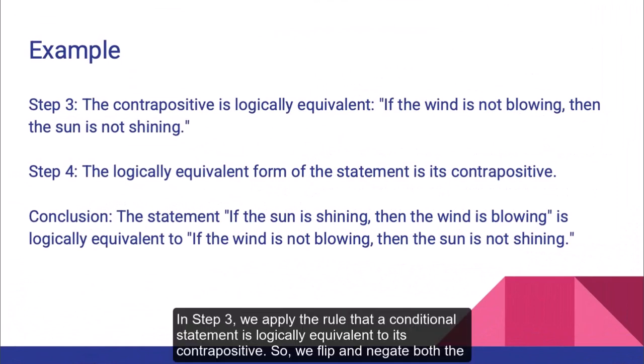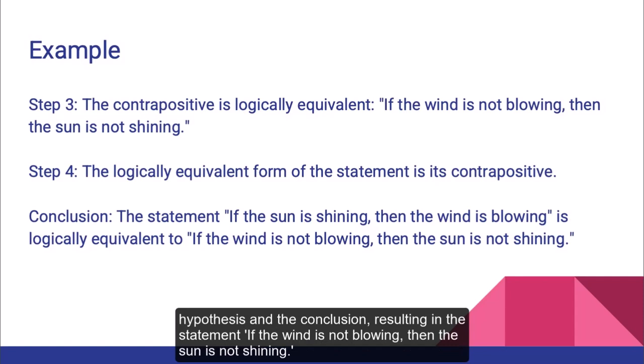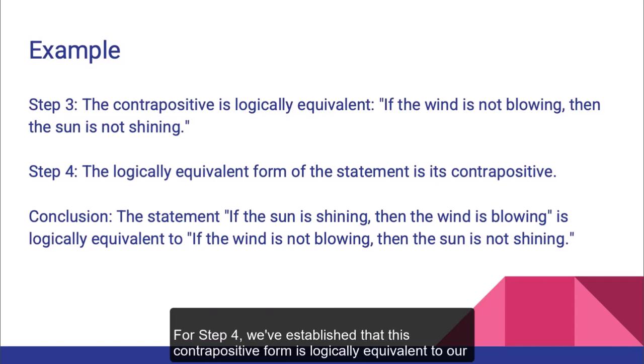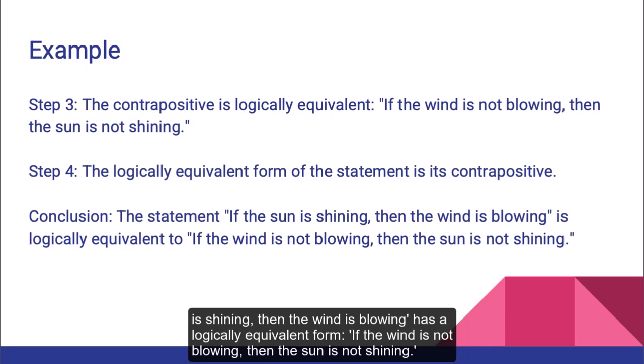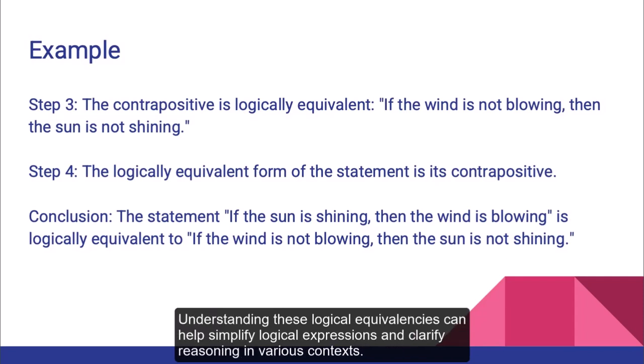In step 3, we apply the rule that a conditional statement is logically equivalent to its contrapositive. So we flip and negate both the hypothesis and the conclusion, resulting in the statement, if the wind is not blowing, then the sun is not shining. For step 4, we've established that this contrapositive form is logically equivalent to our original conditional statement. To sum it up, the original statement, if the sun is shining, then the wind is blowing, has a logically equivalent form. If the wind is not blowing, then the sun is not shining. Understanding these logical equivalencies can help simplify logical expressions and clarify reasoning in various contexts.